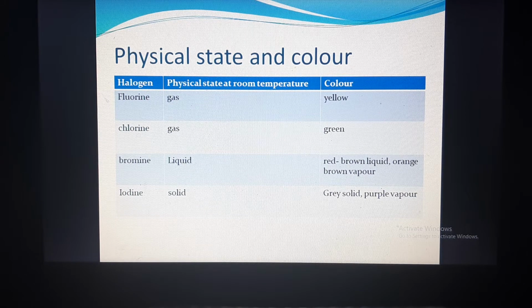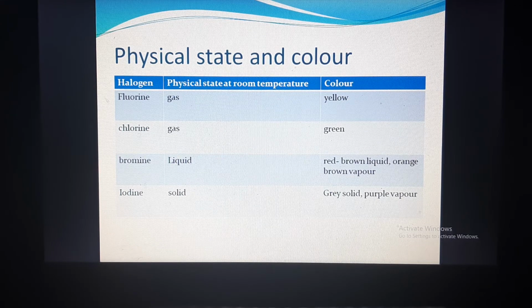First we consider fluorine. Fluorine is in the form of gas. Its physical state at room temperature, that means at our atmospheric temperature, is gas. And its formula is F2. Two fluorine atoms combine to form F2 and it is in the form of gas. What is the color of fluorine gas? It is yellow in color.